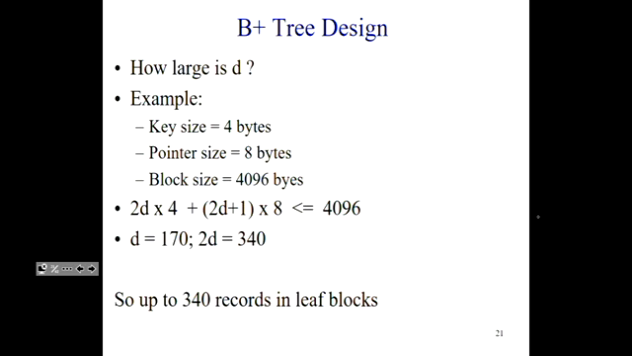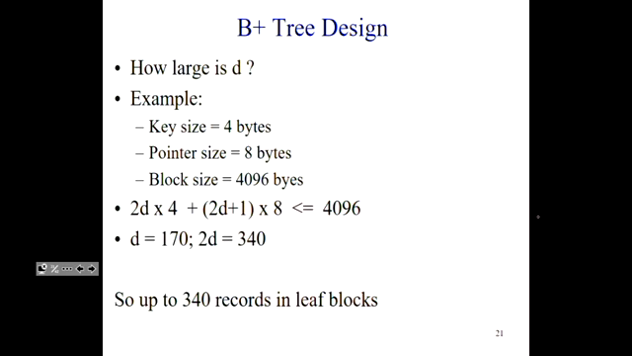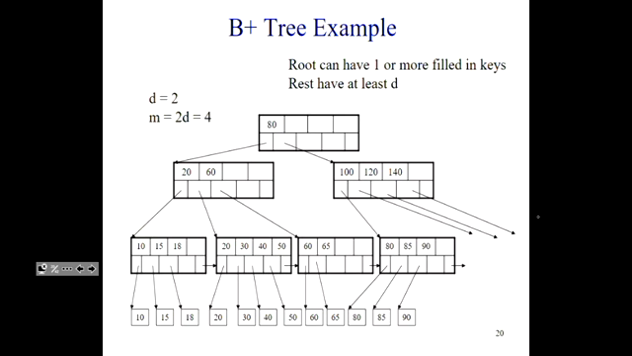So, hang on, just give me a second. Okay. All right. Any questions about this overall architecture of a B tree so far?